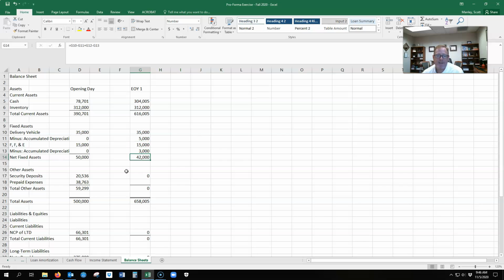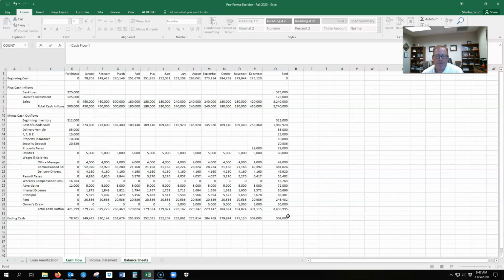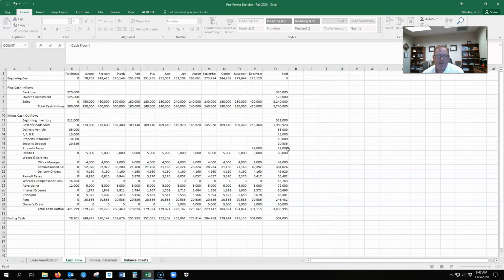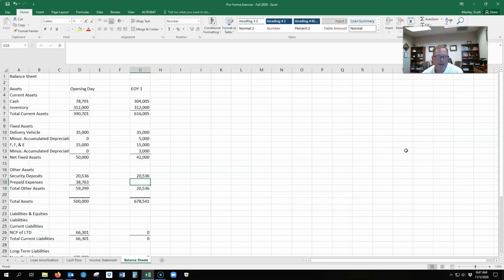our net fixed assets. Our security deposit is going to be the same as finding out our inventory balance and so on. Okay, so from our balance sheet, we'll put in a formula that says for security deposits, go over here to our cash flow and pick up the value at the end. It's $20,536. For our prepaid expenses, we don't have any at the end of the year.